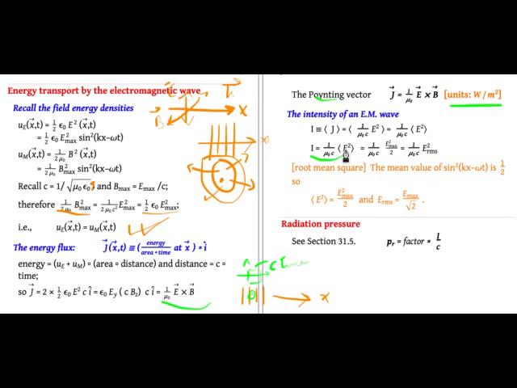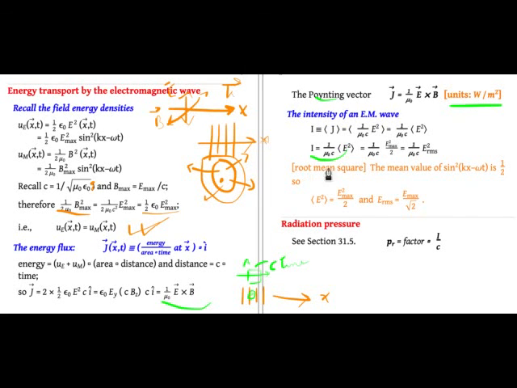Now, because E is harmonic in time, the time average of E squared is the maximum or amplitude squared over 2. You know, E is E max times sine omega t. Well, sine varies between plus or minus 1. Sine squared varies between 0 and 1. So the average of sine squared is a half. So the time average will be E max squared over 2.